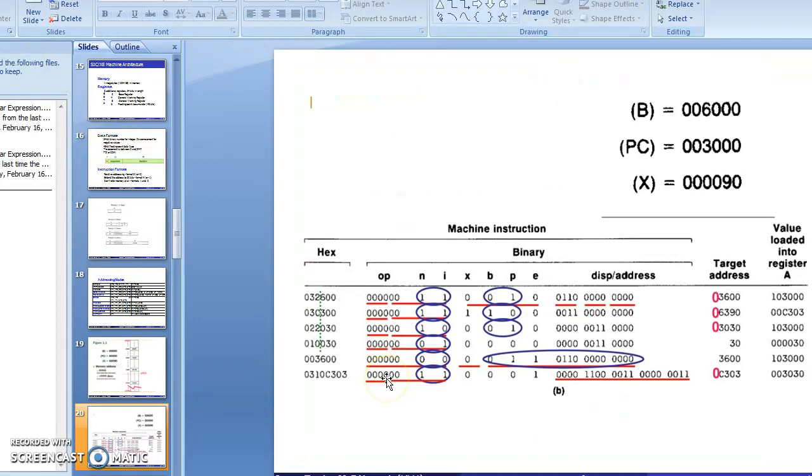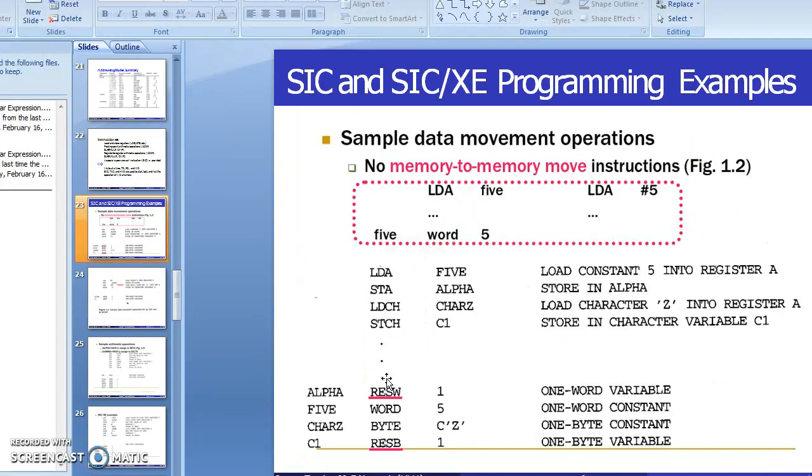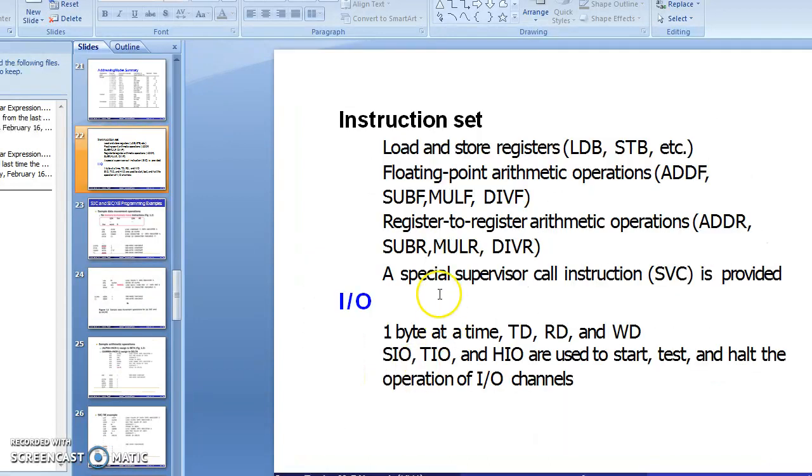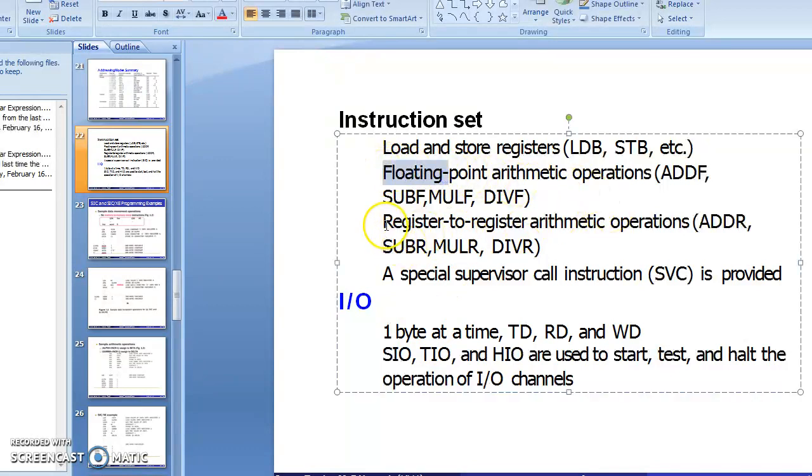Then these are the calculations I made. Then instruction set, along with the instruction set, 2 instruction sets will be integrated. Number 1 floating point, then number 2 register, along with one special kind of instruction, called supervisor call instruction. Then compared to IO devices, along with that the IO channel will be used. That's all about the SIC machine.